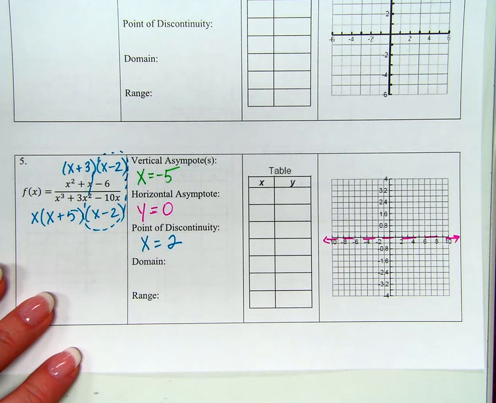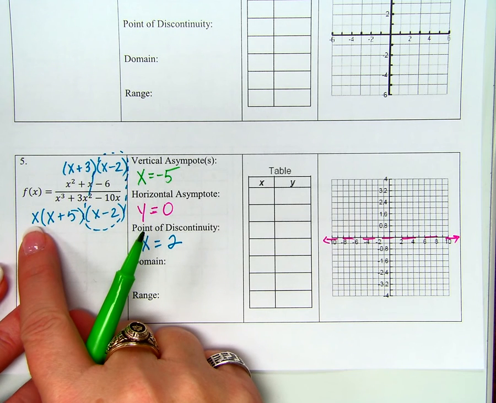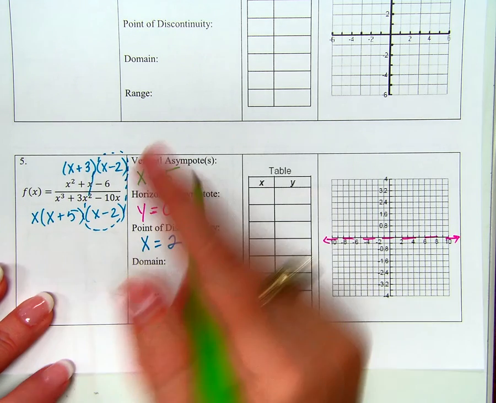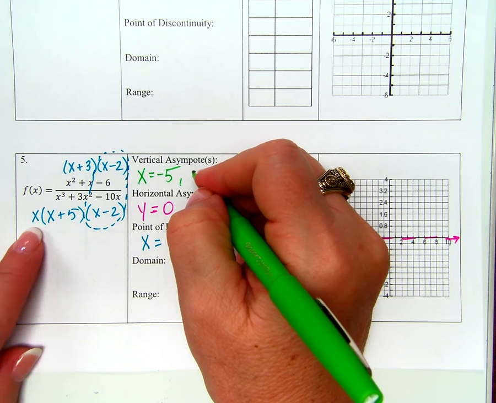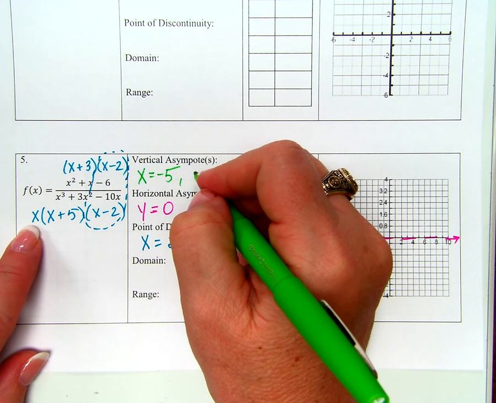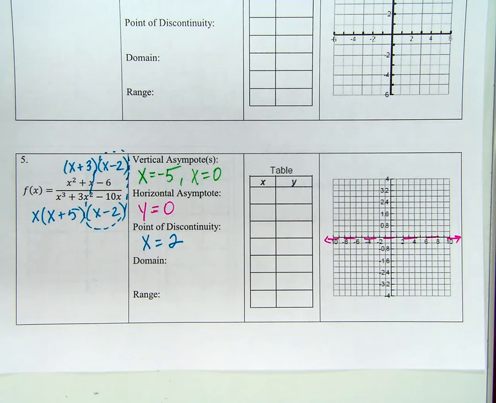Is that it? No. Why not? Because there's an x in front. What if I set that equal to 0? X equals what? If I set this equal to 0, what do I get? X equals 0. Of course it is.